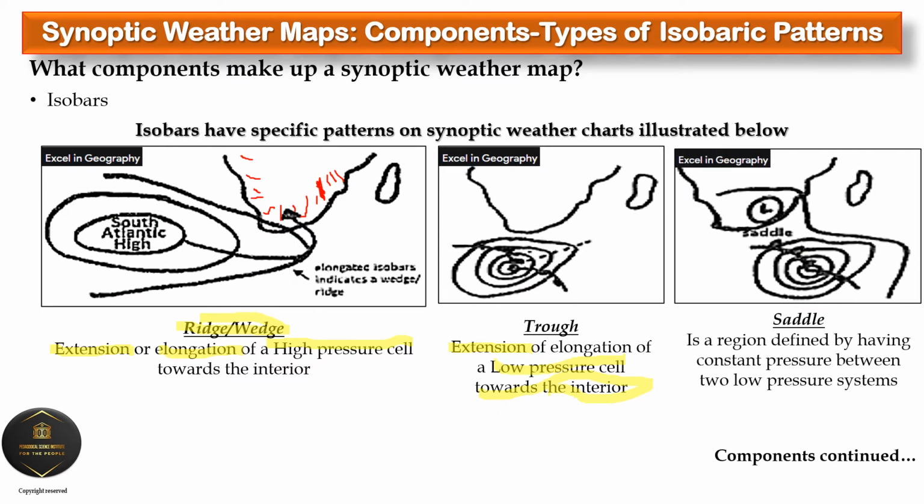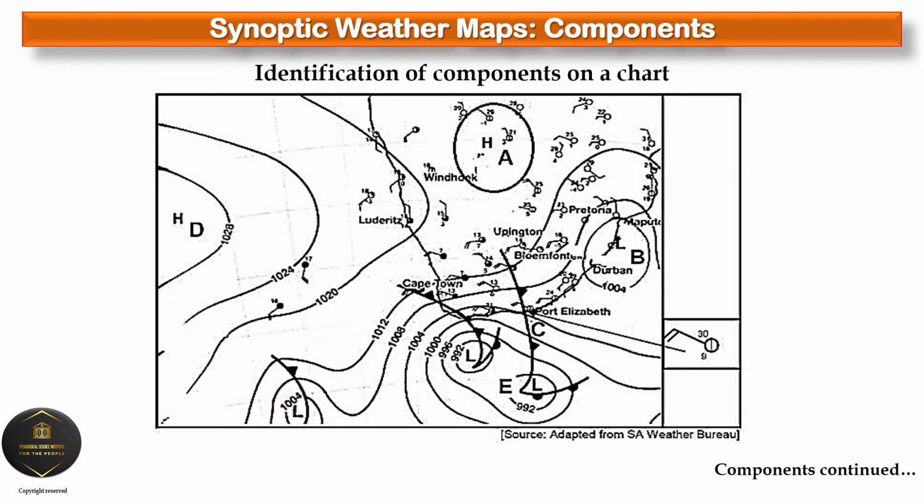And then we also have a circle. Now, a circle is defined as a zone of constant pressure between two low pressure systems. So you'll see that we have a coastal low and a mid-latitude cyclone. Those are two low pressure systems, and they have the same pressure, and that is represented by the isobar over there. So the zone of constant pressure is known as a circle. So those are the patterns we have.